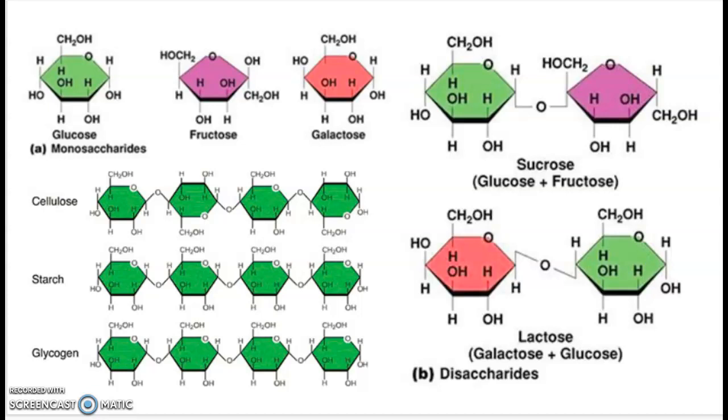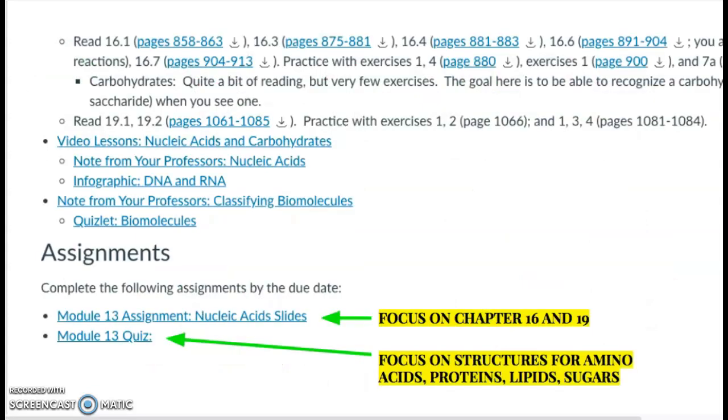So going back again to our assignments for this week, there's an assignment overview video that will be helpful to you, but just a reminder that for the Module 13 nucleic acid slides, you'll be focusing on Chapters 16 and 19 from your textbook, and for the Module 13 quiz, you'll be focusing on identifying structures, and those will include structures both from Module 12 and from Module 13.